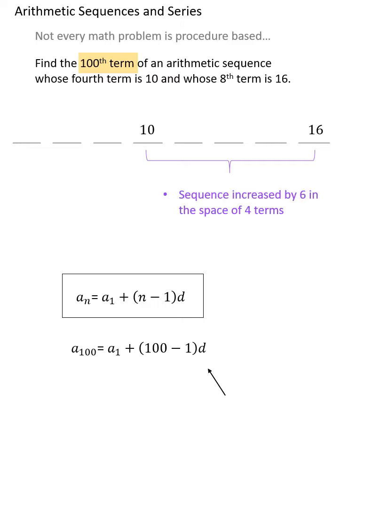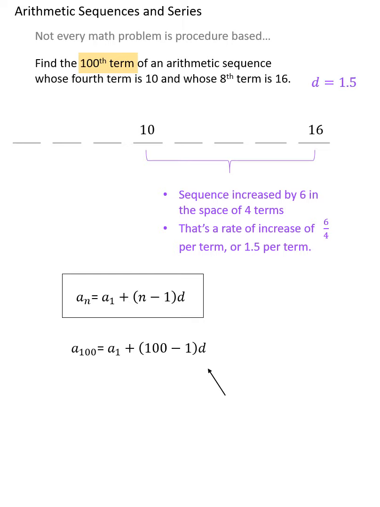The first one is the following observation. This sequence increases by 6 in the space of 4 terms. Therefore, it must be increasing by 6/4, or 1.5, each term. You don't have to think of it exactly like I do. Some guess and check would just lead you to d being 1.5 if that's the way your brain works.